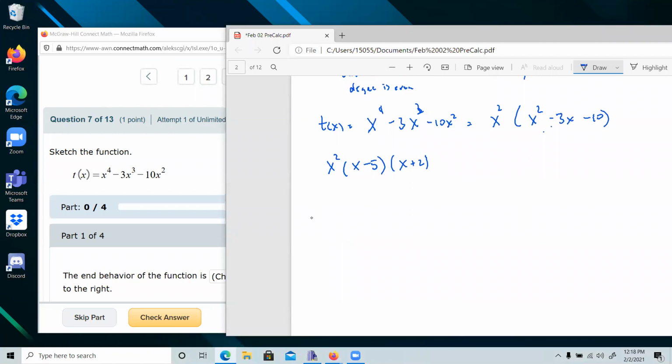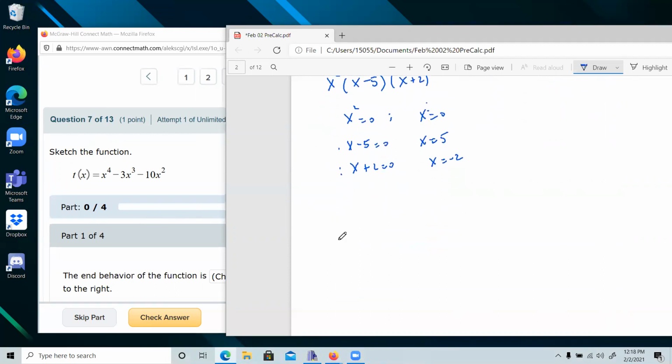Okay, so we have some zeros. Where is this equal to 0? We have x squared equals 0. That's x equals 0. We have x minus 5 equals 0. That's x equals 5. We have x plus 2 equals 0. That's x equals -2. Okay. This one has a double. So this is going to bounce when it gets to this one. When the graph gets to here, it's going to bounce. But these two are both singles. So it's going to go through the axis. Okay. So let's go ahead and we'll start just asking what's going on here.